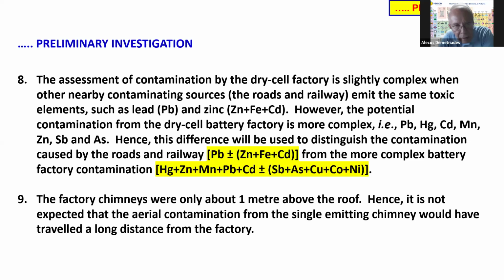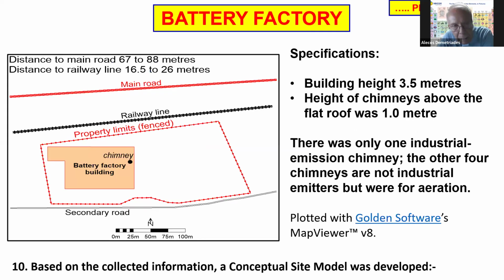contamination. Now, a key issue was the factory chimneys. They were only about 1 meter above the roof. Hence, it is not expected that the aerial contamination from the emitting chimney would have traveled a long distance from the factory. There were another 4 chimneys, but they were for aeration, and they were not emitting any contaminants.